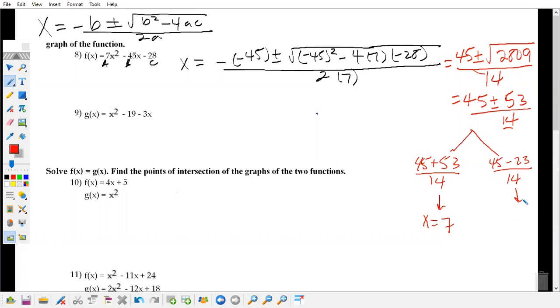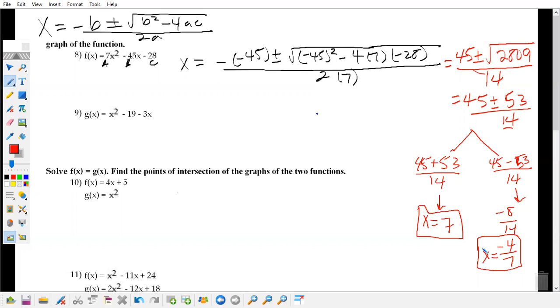Okay. On this one, we have 45 minus 53. What does that look like? Because I wrote it that way. Minus 53. And that's going to give us a negative 8. So we get negative 8 over 14. So negative 8 over 14 can be reduced to what? Negative 4 over 7. So you leave it as the exact fraction. So we have x equals negative 4 over 7, and we have x equals 7.